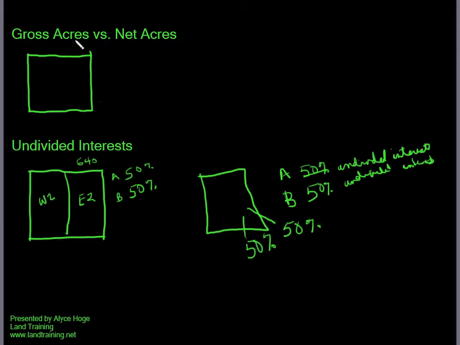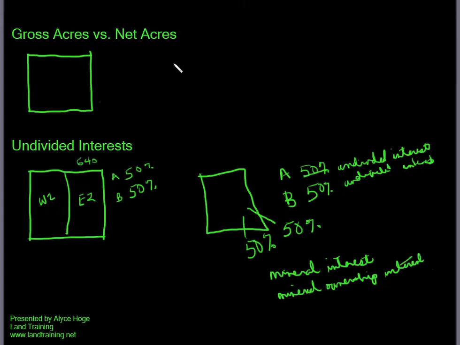So now, using this information, we know if someone owns a 50% undivided interest, that means we're going to calculate their gross and net acres by that undivided interest. Now, sometimes this is called a mineral interest or a mineral ownership interest. What is their share, their interest in the property?